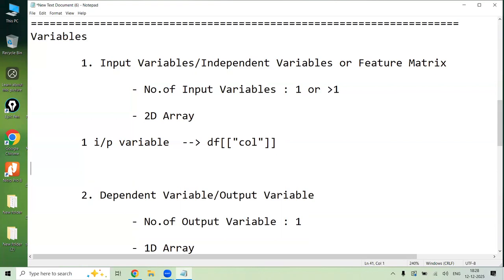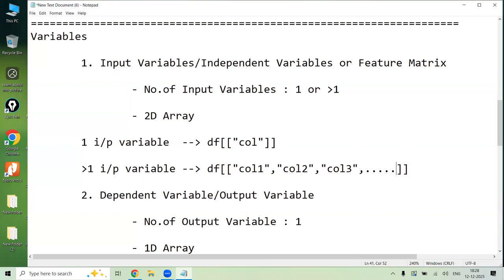Similarly, when you have more than one input variable, you have to use df of, and inside this you take the list of column names: column 1, comma, column 2, column 3, and so on. So you write it in this way. For a single variable also it should be 2D, and this one also should be 2D. So both of them are 2D only. Input variables always should be in 2D.